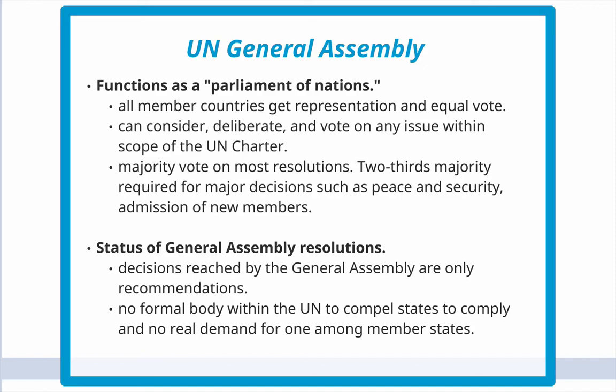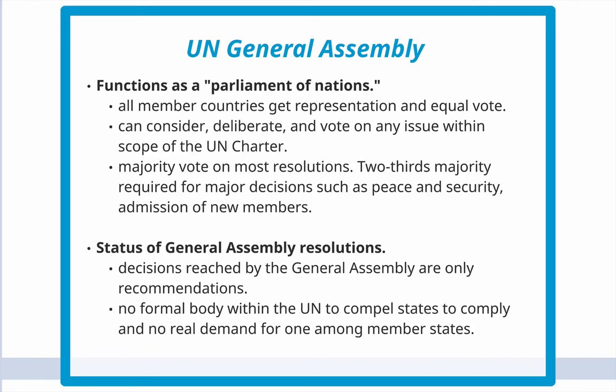The UN General Assembly basically functions like a parliament. It is a one country, one vote system. So all member countries are going to get representation and an equal vote, which leads to some pretty absurd voting-to-population ratios, right? There's an island nation in the Pacific called Tuvalu that has about 11,000 people, and they're going to get the same vote as the representative from the United States, which represents over 300 million people. So that has come up as one of the criticisms, right?